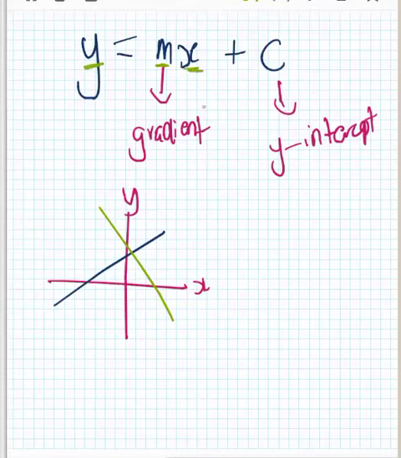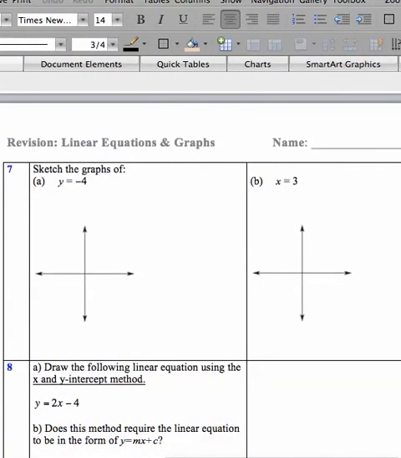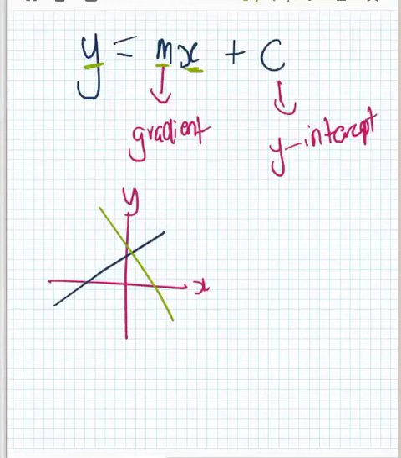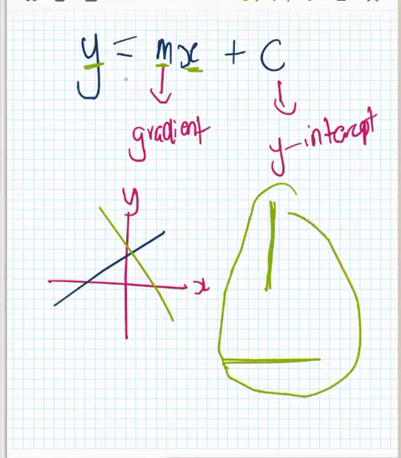You always have y and c and x in the equation. But with question 7, we only have a y in this one, y equals a number, and here we only have an x. When you see that, it's telling you your line will be either vertical or horizontal. These lines are an exception, where you only have a y or you only have an x.